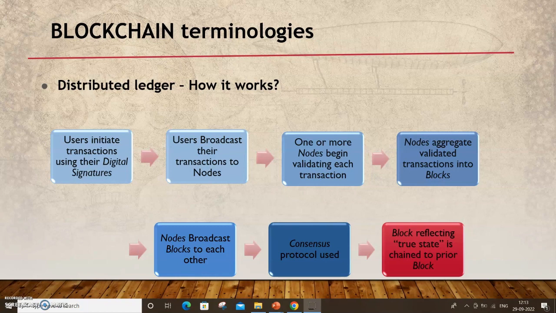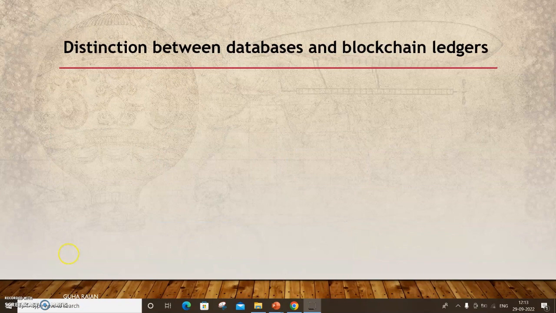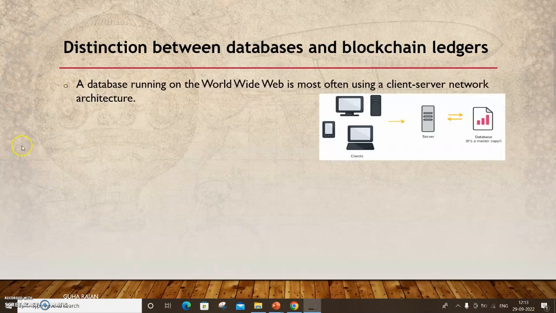So that's where it eliminates cheating or the failover. So, the distinction between the blockchain and the ledger. This is again whatever we discussed.